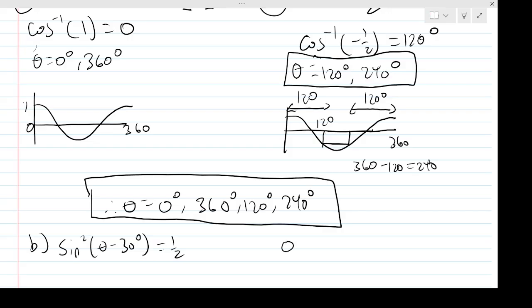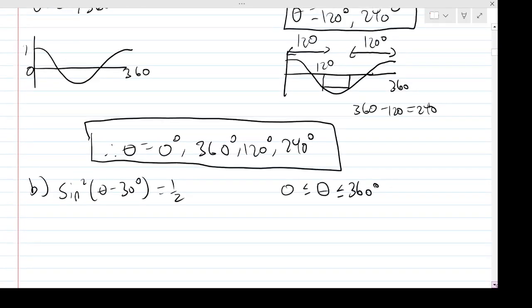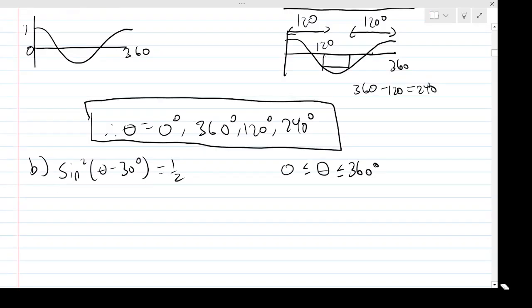And again, that's between 0 and 360. Okay, cool. Now, if we have a sine squared, remember, like we're solving the equation, say x squared is 1, we'd have to square root both sides. So then we wouldn't have theta, we'd have sine of theta minus 30 would be plus or minus the root of a half. If we put that root half in the calculator, we get root 2 over 2. That's what it simplifies down to.